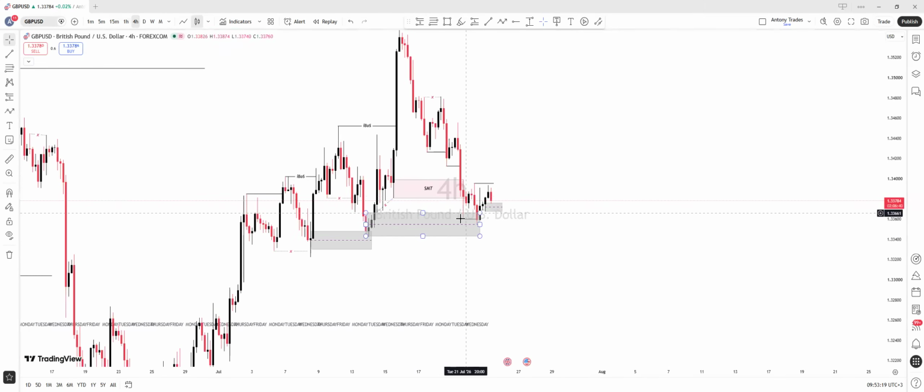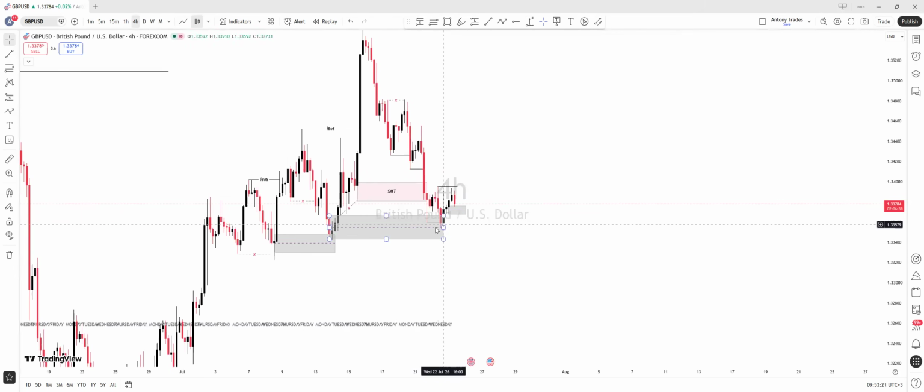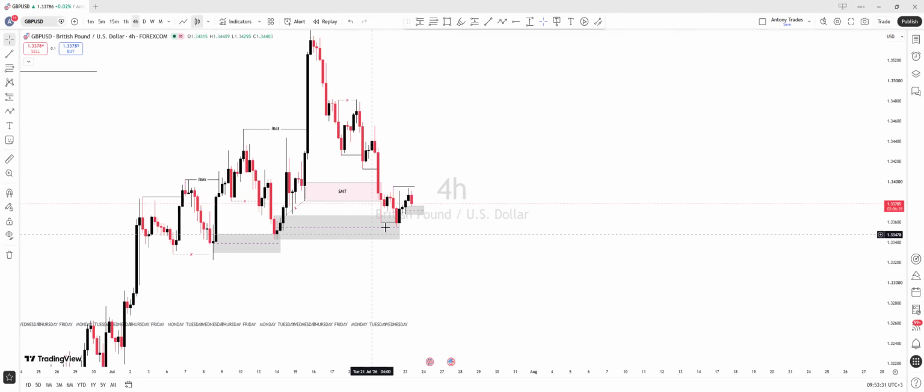Are we now supposed to start jumping in because the market has tapped our demand zone? No. Marking the key zone, guys, does not mean it's your entry. We need to see the market giving us a confirmation that it wants to buy from this area.